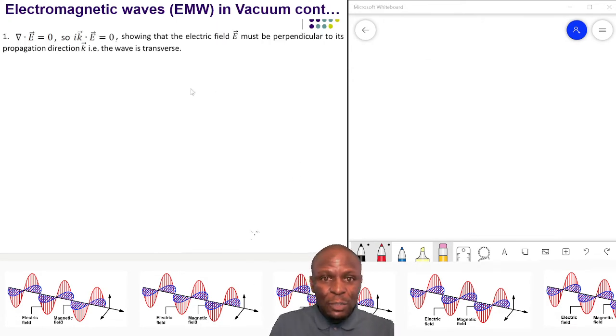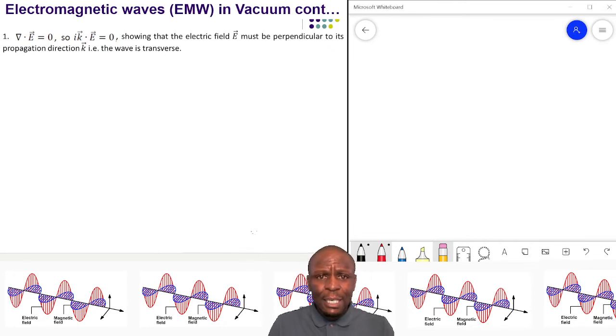Now from the Maxwell's equations, the first Maxwell equation is the divergence of E in vacuum, of course. The divergence of E is just given by this. But whenever I see del, I'm going to write i k dot E, which gives us zero. Why is this giving us zero? Because whenever I see del, I'm writing this, and then it's equal to zero. That shows that the electric field E must be perpendicular to its direction of propagation, and the wave is transverse.